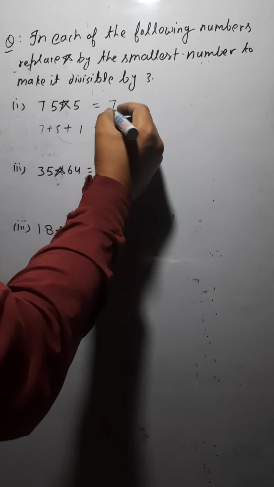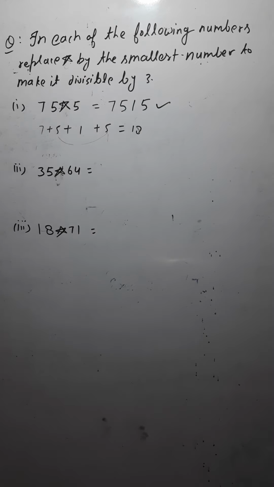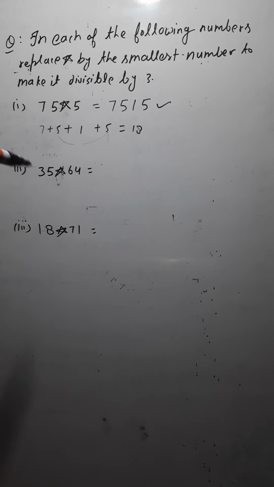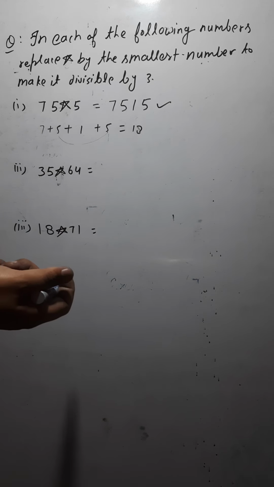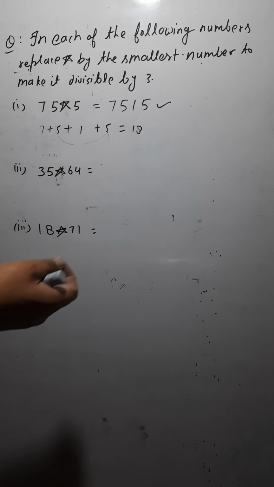So I would write the answer 7515. This would be the correct answer. So this number would be divisible by 3. This is how we have to replace the star in each number by the smallest possible number. Remember this, by the smallest number. We have to start from 0.